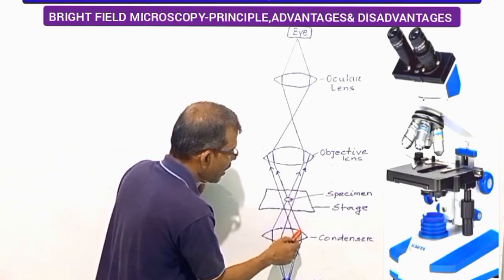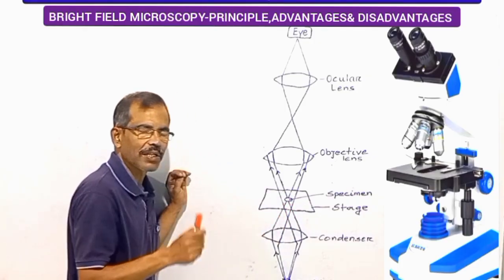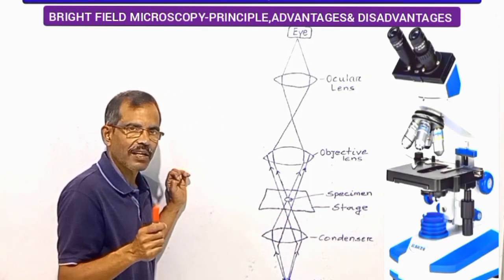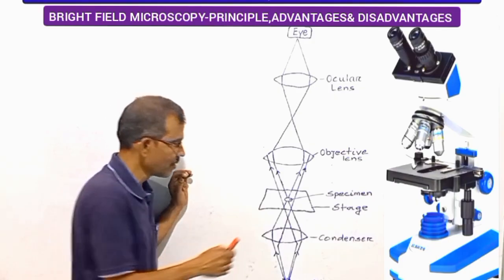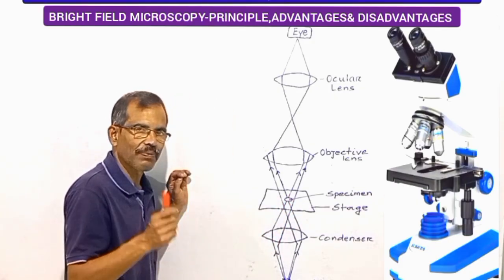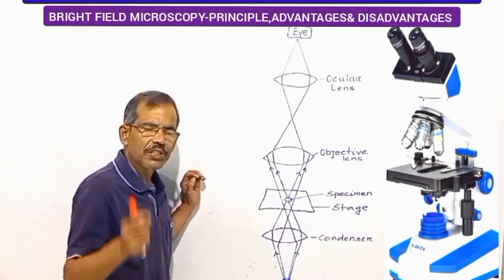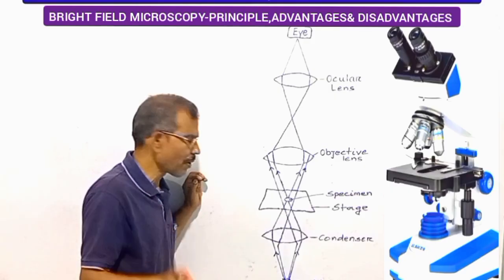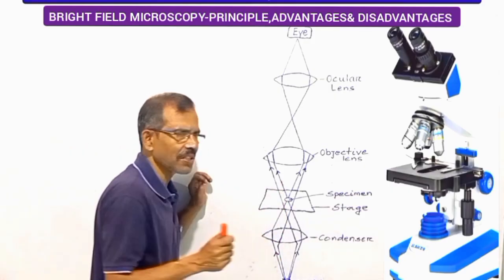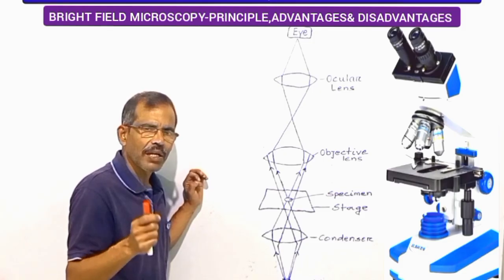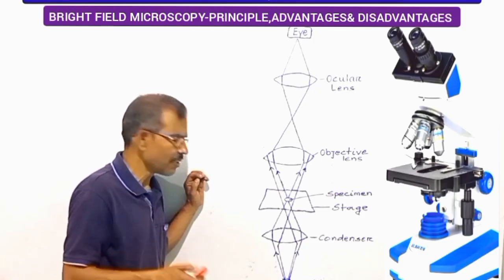When the light passes through the specimen, it is absorbed, refracted or scattered to different extents by different regions of the specimen having different densities. This differential absorption, refraction and scattering of light by the specimen increases the contrast. As a result, the image becomes clearer, sharper and more detailed.